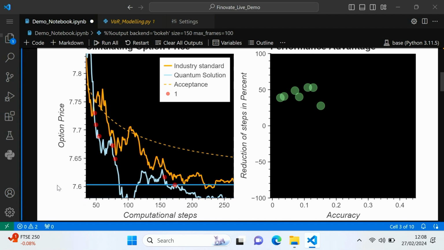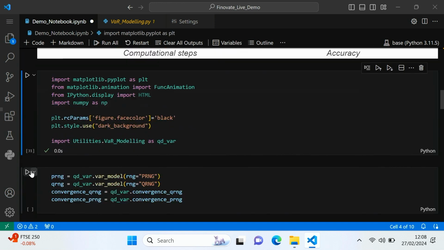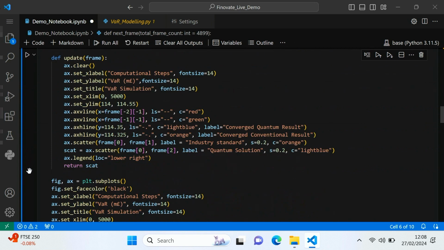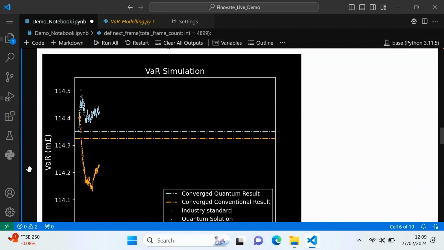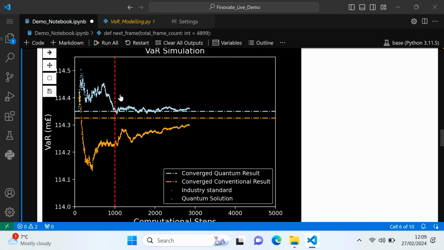So let's look at another very common simulation that's run within banks, and that's value at risk. So this is a model of how exposed you are to portfolio fluctuations. Now, this one is actually running live. So as you see, the blue curve, again, is our quantum accelerator versus the orange one that gives you the current industry standard. As you can see, we have already converged to a result while the current industry standard is still looking to find what the actual value at risk is, and it only gets it now.